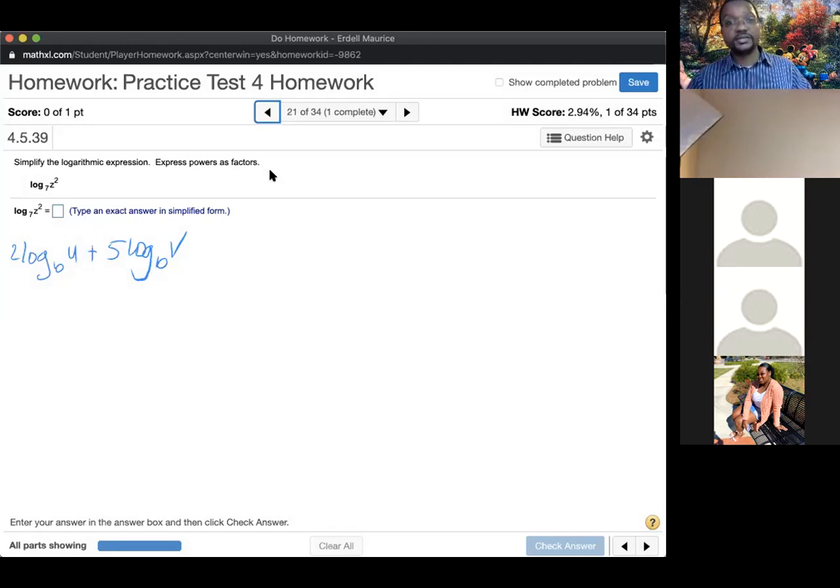Next. Simplify the logarithmic expression. Express powers as factors. Simply, you have to put the power in front, so it's 2 log base 7 of z. That's your answer right there. Questions? No questions? All right.